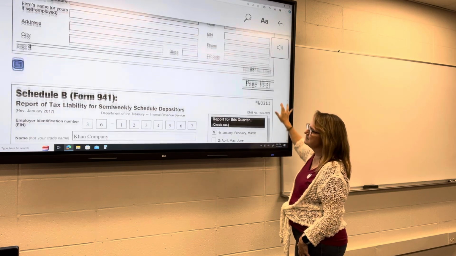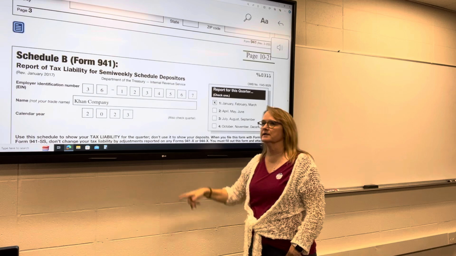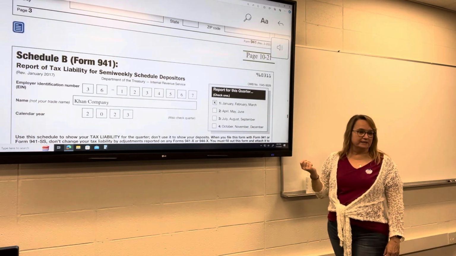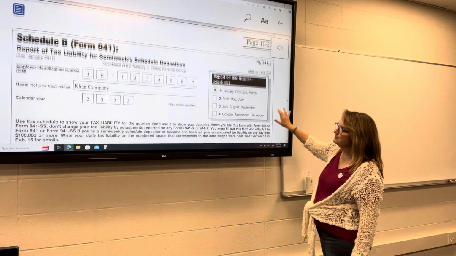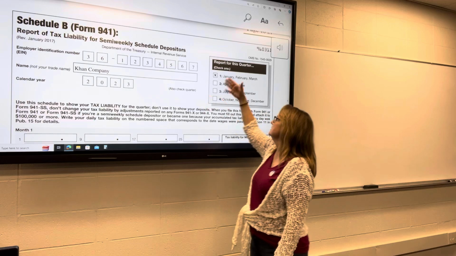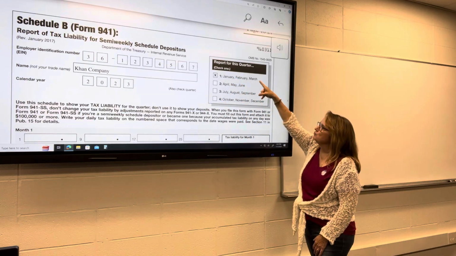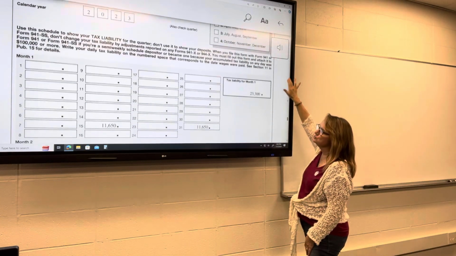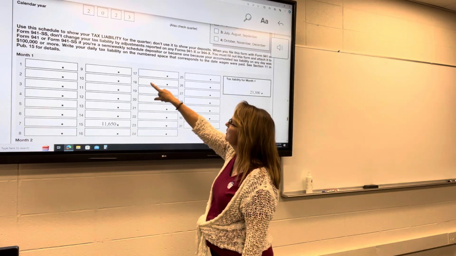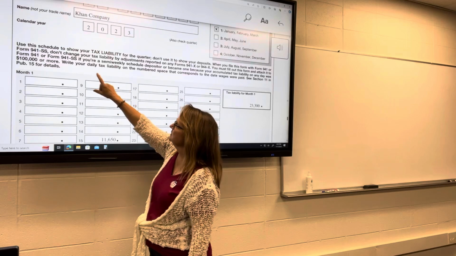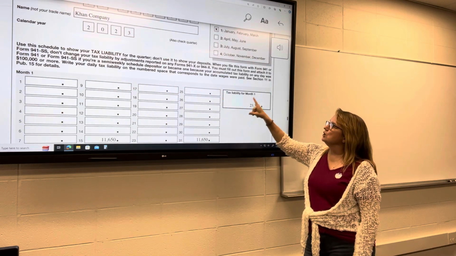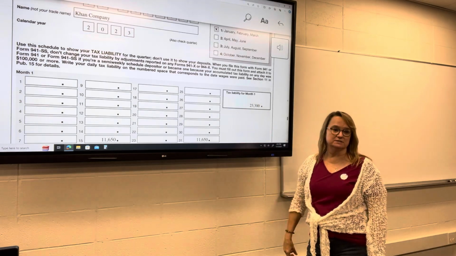Now, because they're a semi-weekly depositor, they also have to fill out this form Schedule B. On the form Schedule B, so here's our calendar year. So this is used for multiple years. And then again, we're gonna check off which quarter we're referring to. We indicate, so just read through this, you use the schedule to show your tax liability for the quarter. Don't use it to show your deposits.